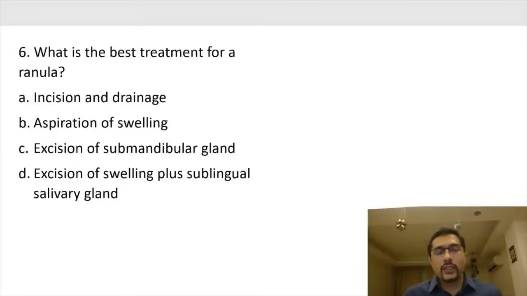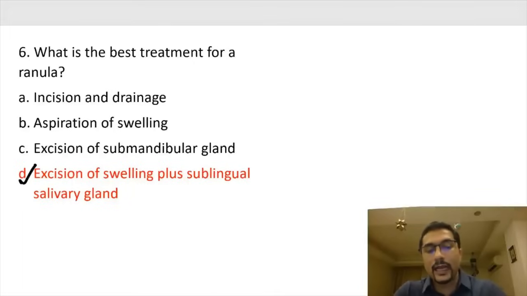Another common question in your exam is regarding ranula. They've asked the best treatment for a ranula. Options given were incision and drainage, aspiration of the swelling, excision of the submandibular gland, and excision of the swelling plus the sublingual gland. So the correct answer here is excision of the sublingual gland and the swelling.